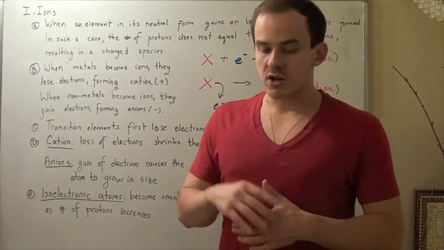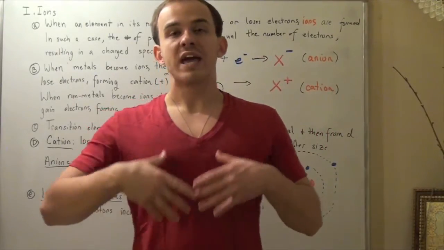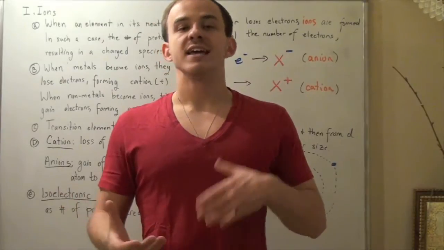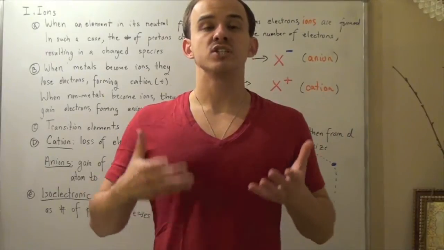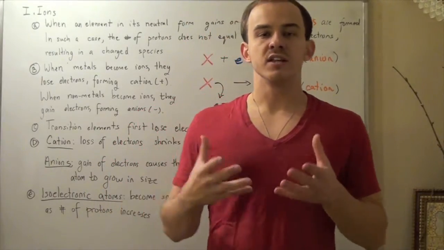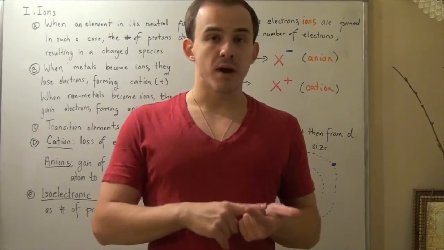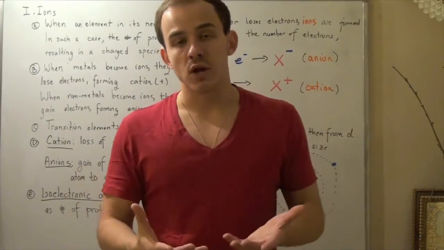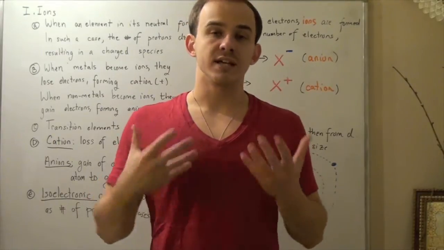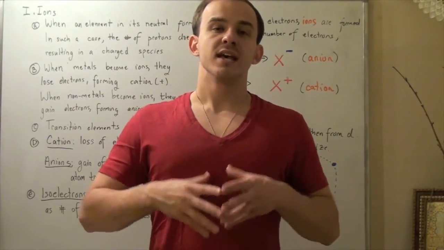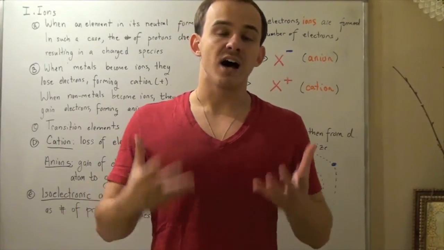Well, now suppose our neutral atom gains or loses electrons. Now we have a case in which the number of electrons is no longer equal to the number of protons, and so we're going to get a charged species called an ion. Whenever we're dealing with metals, be it transition metals, alkali metals, or alkaline earth metals, these guys tend to lose electrons because they can't hold on to the electrons very tightly. They're not very electronegative, and that means they will form ions with positive charges. And these guys are called cations.